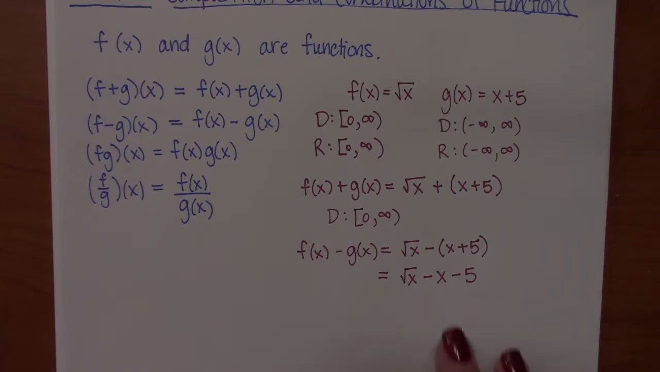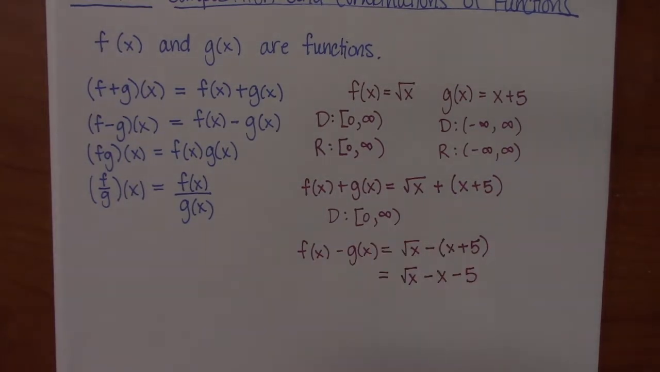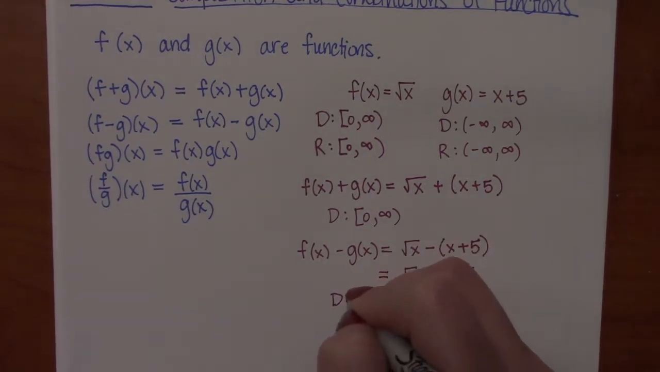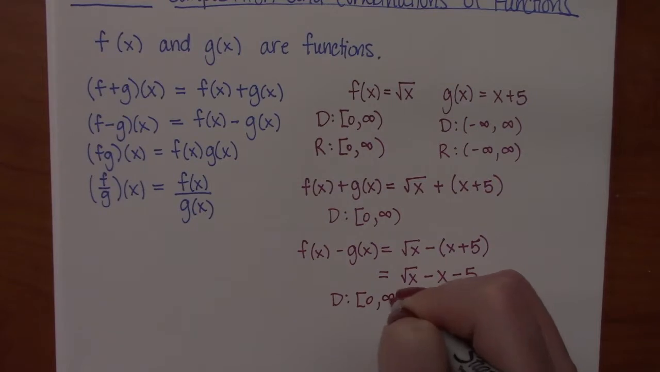So here we have the exact same domain that we had up here. These guys will accept any value of x, but this guy is still not going to allow anything negative to be plugged in. So the domain of this is still 0 to infinity.